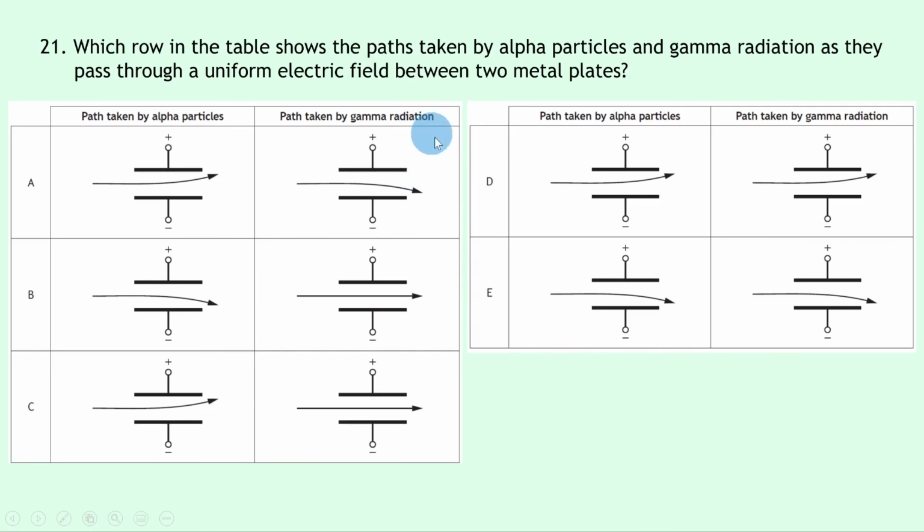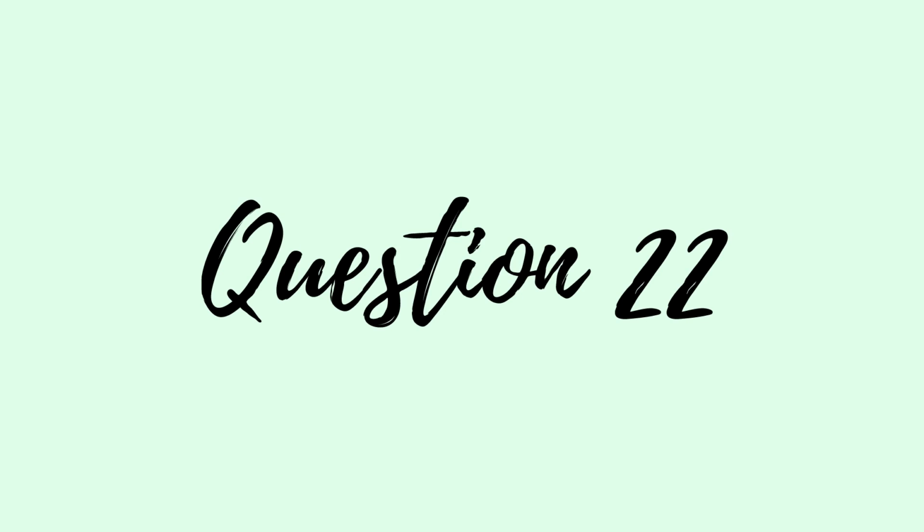And then for gamma radiation, remember a gamma ray is a high frequency, high energy electromagnetic wave, but because it's not a particle, that means it doesn't have any charge. So that means it's not going to be affected by an electric field between two charged parallel plates. So the gamma ray will actually pass straight through the electric field, just like in B here. So our answer is B.